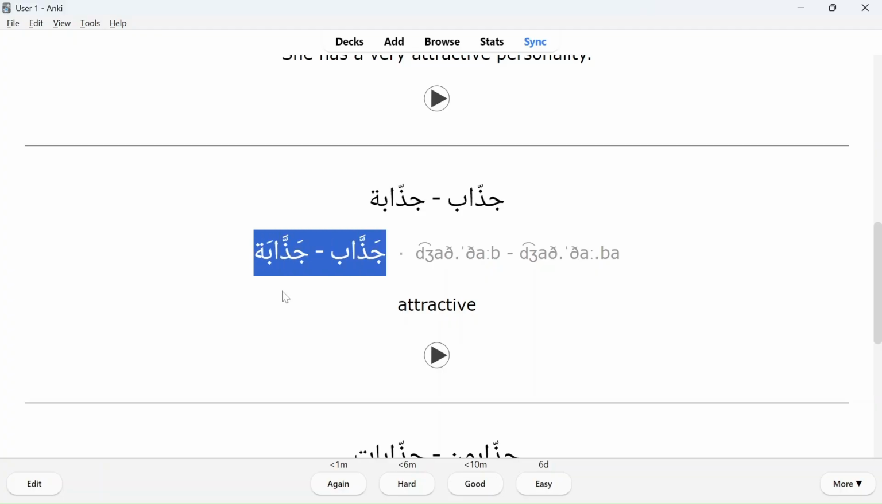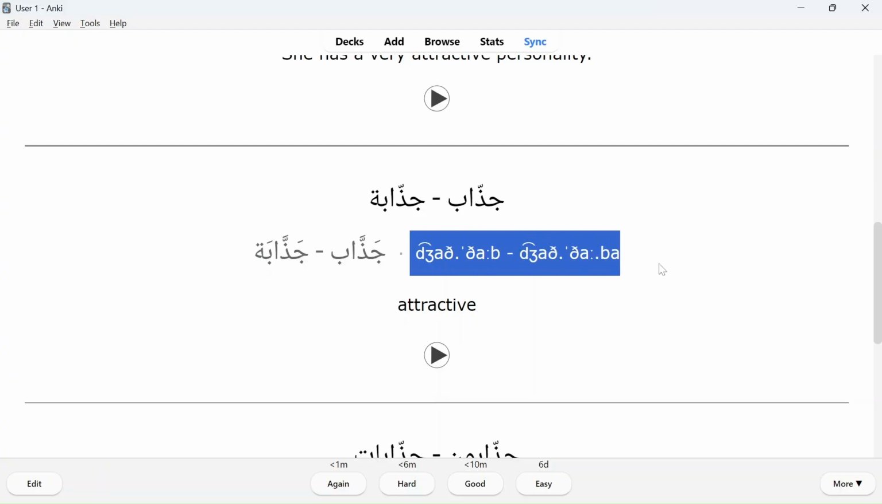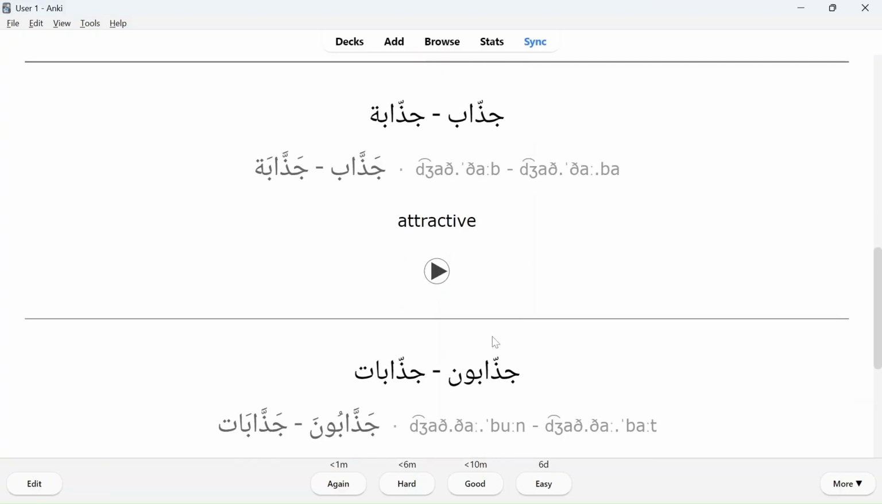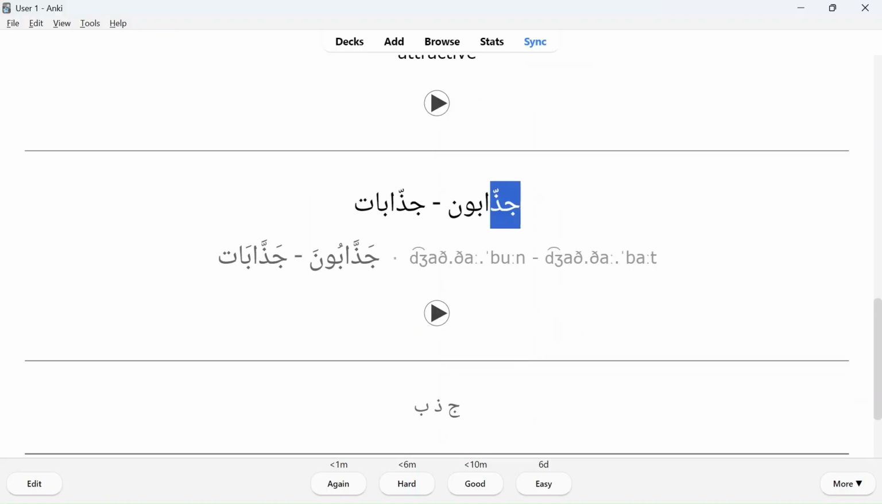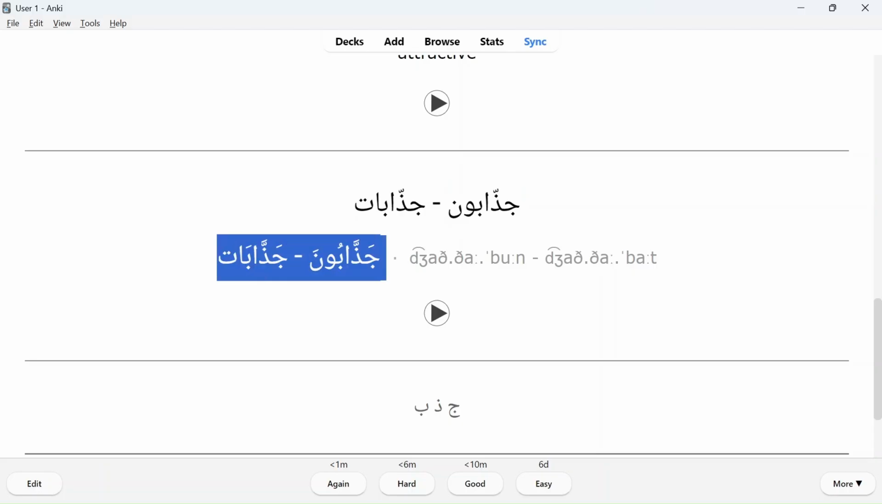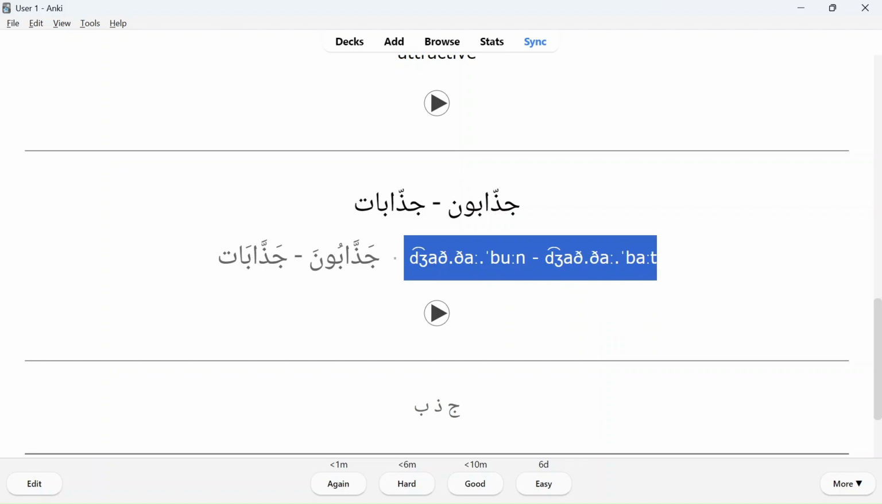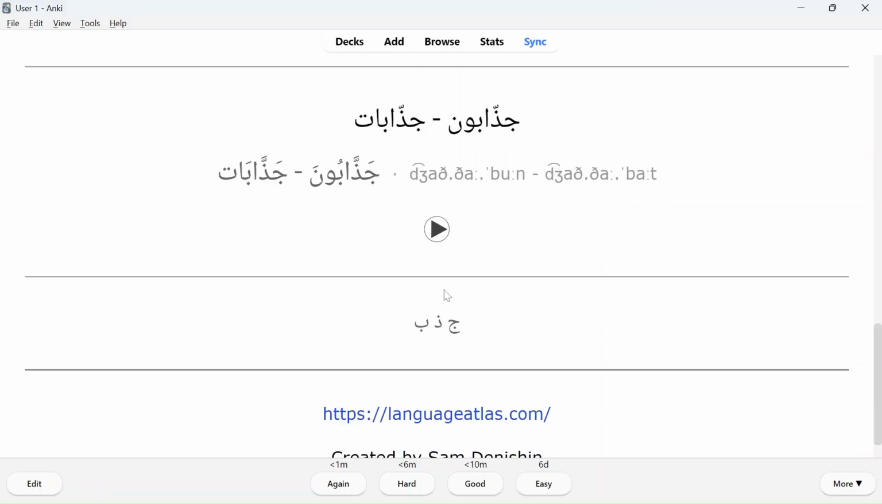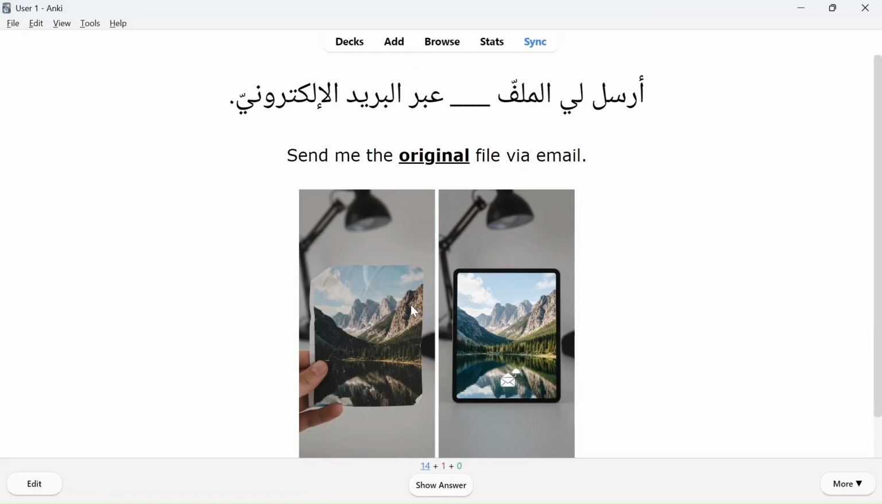We have the word with harakat, so again, this helps with pronunciation. We have the IP notation as well, this also is a nice little thing, extra for pronunciation. English translation, attractive, and audio. جذاب جذابة. Great. So this is the plural area. And again, masculine plural, feminine plural. And we have here the harakat, which is nice for pronunciation. We have the IPA notation. And finally, over here, we have the audio. جذابون جذابات. And as a little bonus, you have the root.